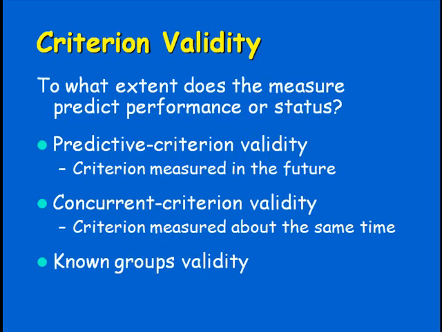Criterion validity. Criterion validity. To what extent does the measure predict performance or status? Predictive criterion validity looks at criterion measured in the future. So let's say we want to look at the predictive criterion validity of the SAT or maybe the ACT. So we want to measure that against what it's supposed to predict in the future.